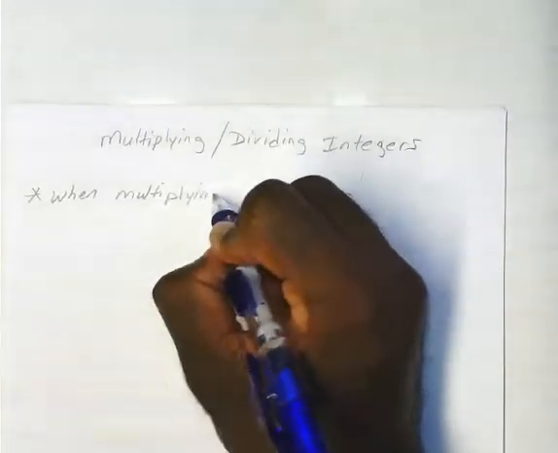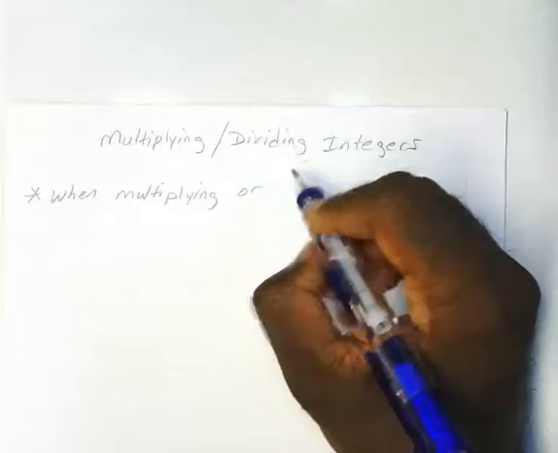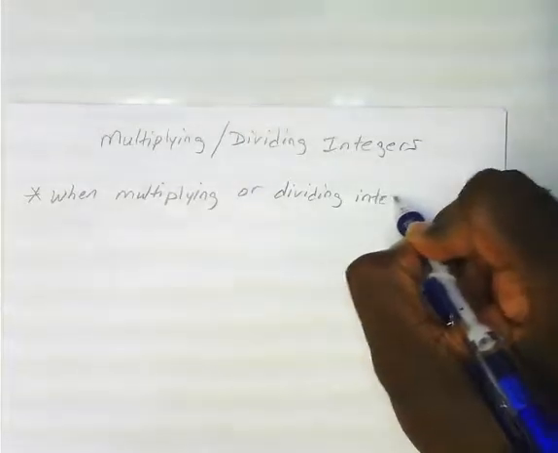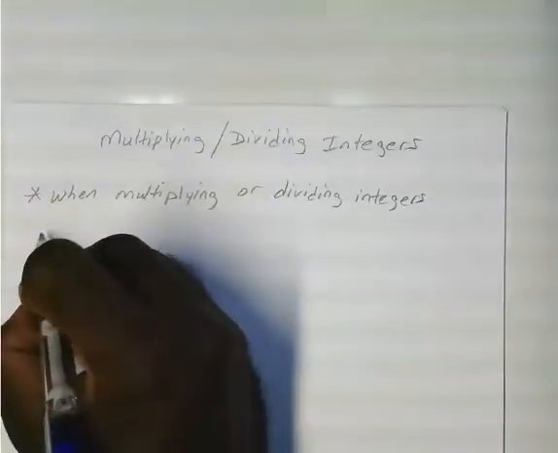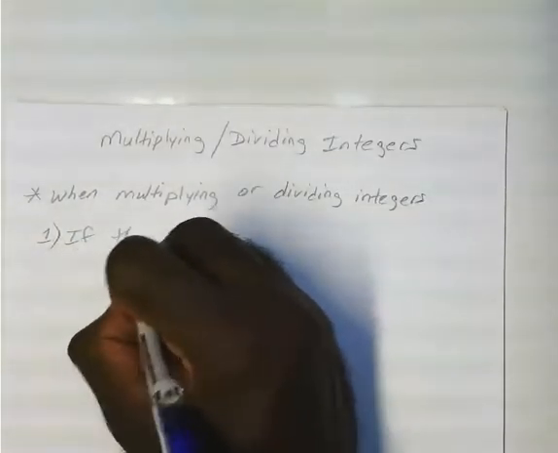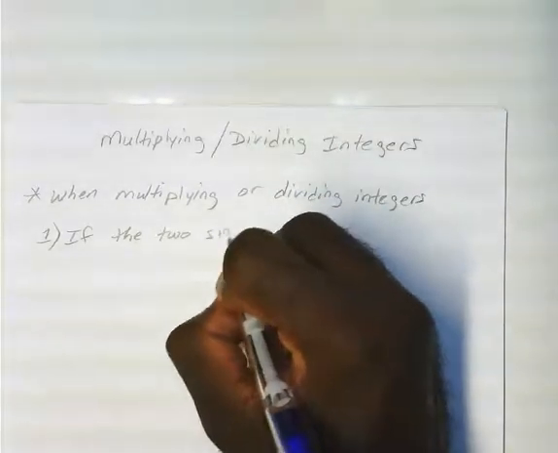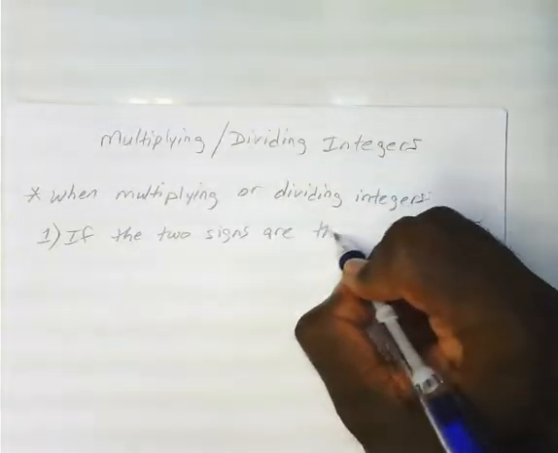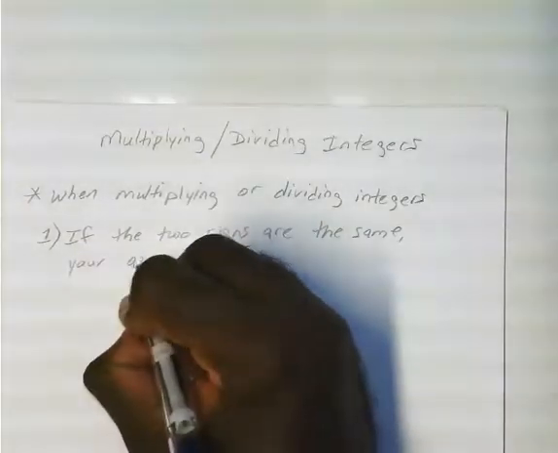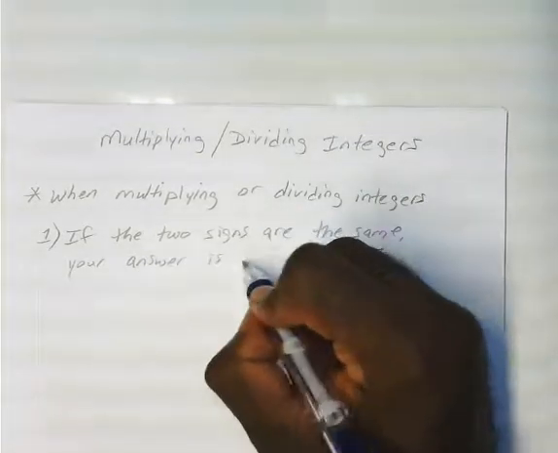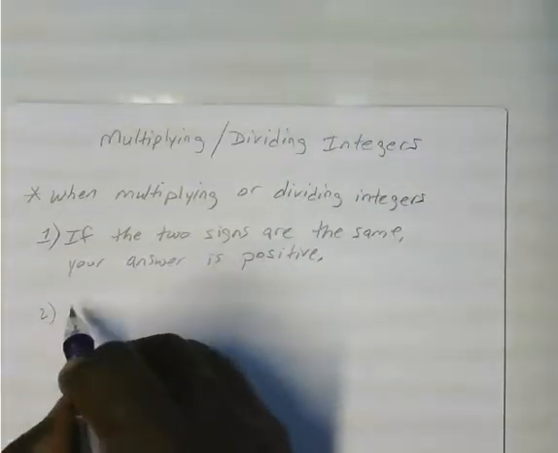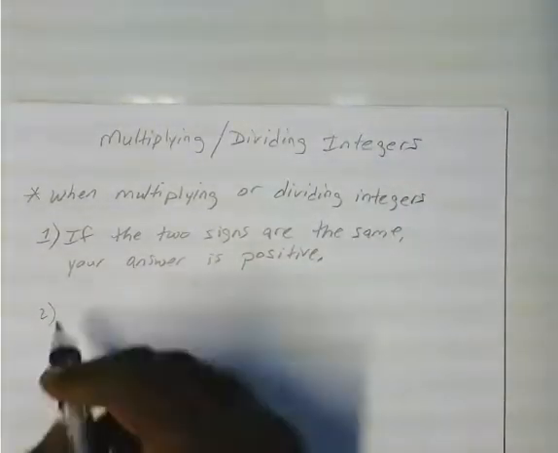When multiplying or dividing integers, one, if the two signs are the same, your answer is positive. Two, if the two signs are different, your answer is negative.